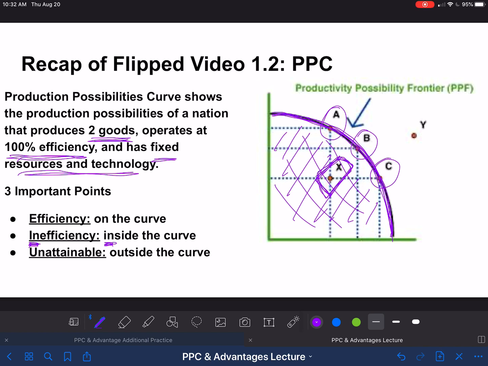And then the final point that we pay attention to on the PPC is point Y, and it's on the outside of the efficiency curve, so it is unattainable. If A, B, and C that are on the efficiency curve are 100% efficient, using all of our resources wisely, then there's no way that we can produce at point Y. But we care about our unattainable point because that's our goal for growth, and we always want to have that in the back of our minds as we're trying to grow our economy.